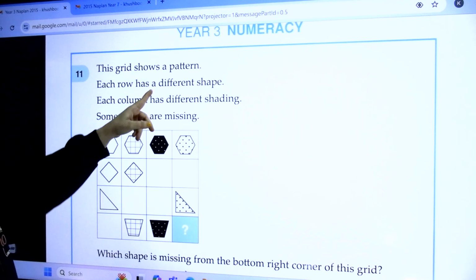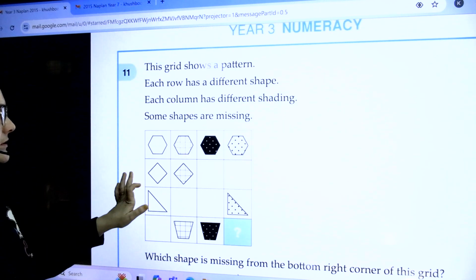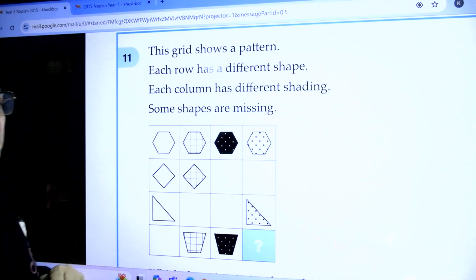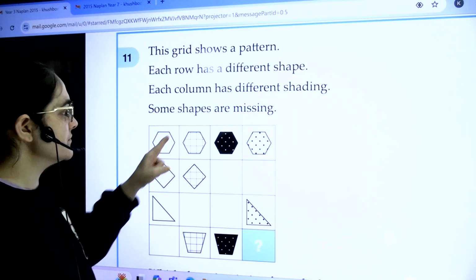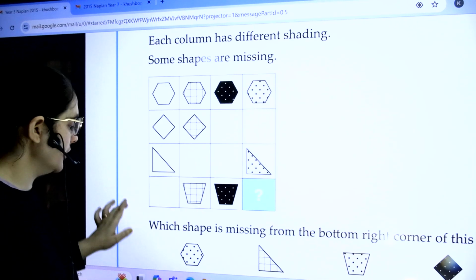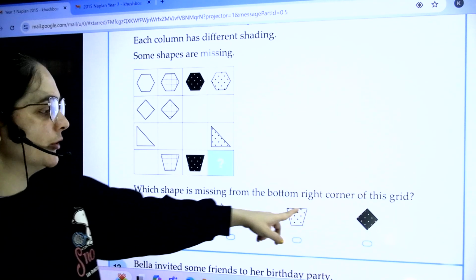This grid shows a pattern. Each row has a different shape. So this question is basically about different patterns. Each column has different shading. Some shapes are missing. See, some of the shapes are missing. Which shape is missing from the bottom right corner of this grid?